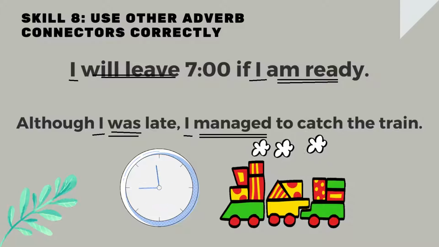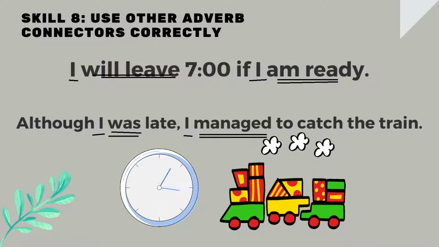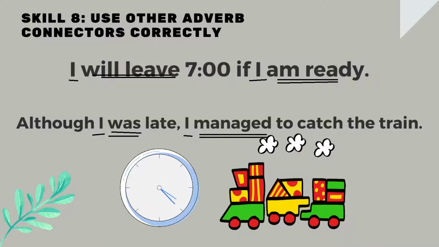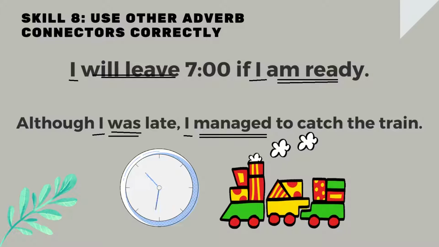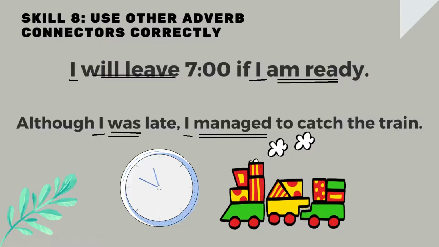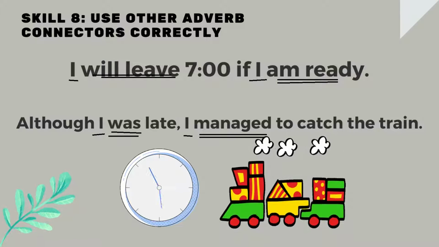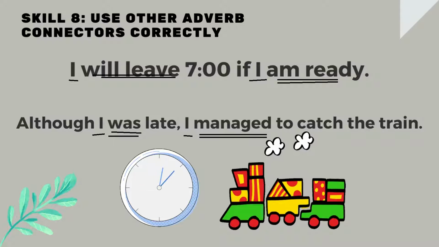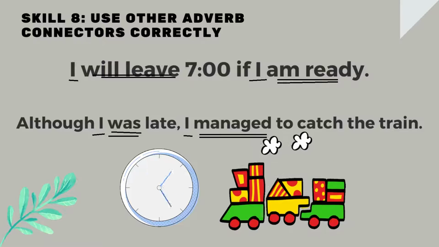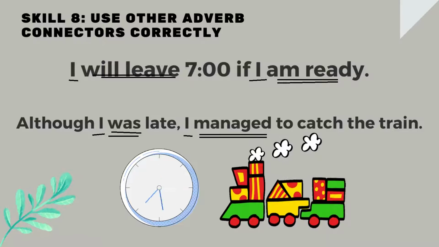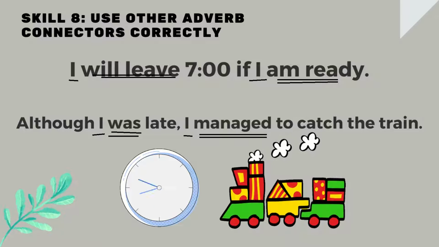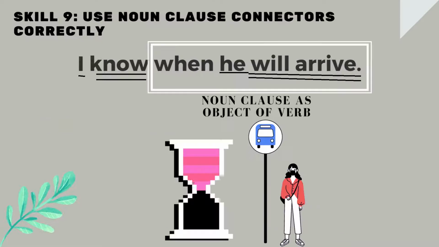In each of these examples, there are two clauses that are correctly joined with adverb connectors. In the first sentence, the adverb condition connector if comes in the middle of the sentence. In the second sentence, the adverb contrast connector although comes at the beginning of the sentence, and a comma is used in the middle of the sentence.